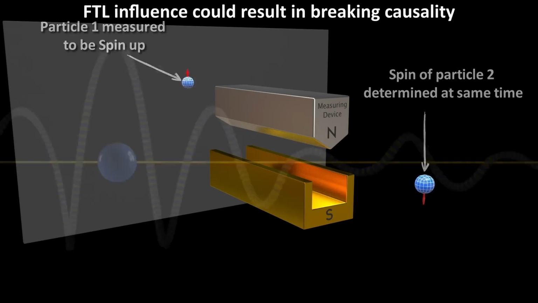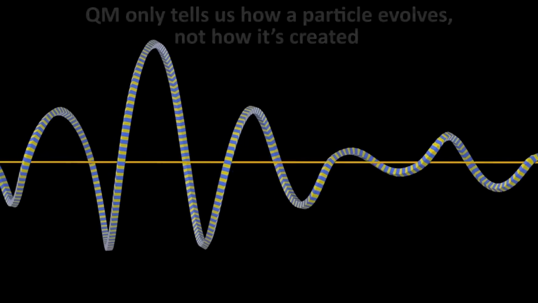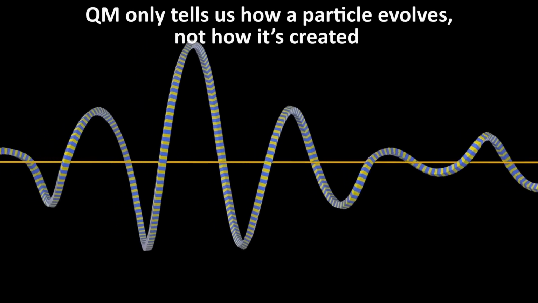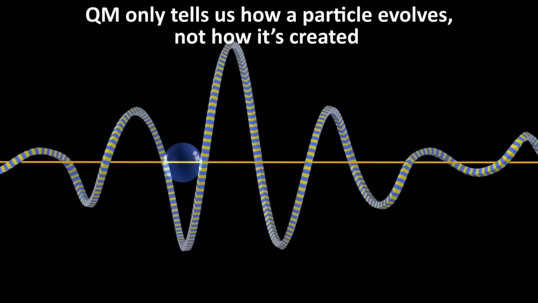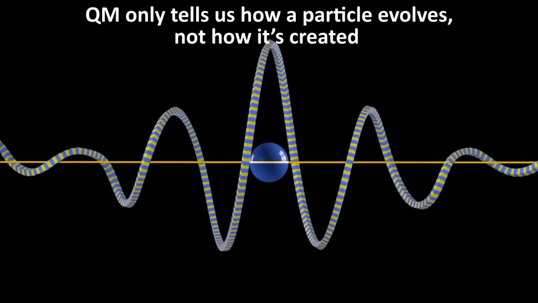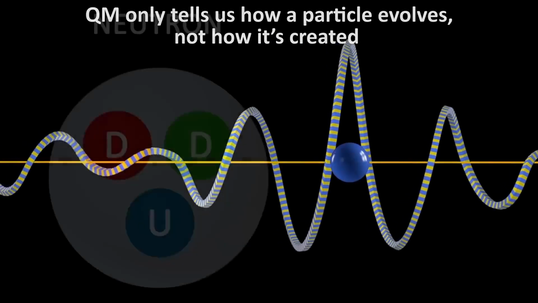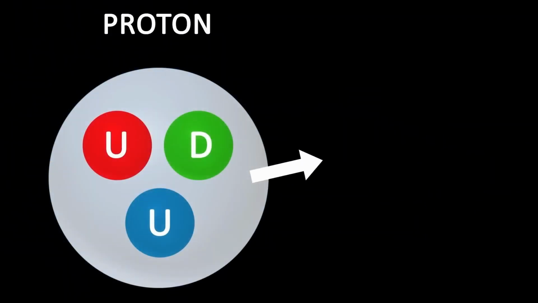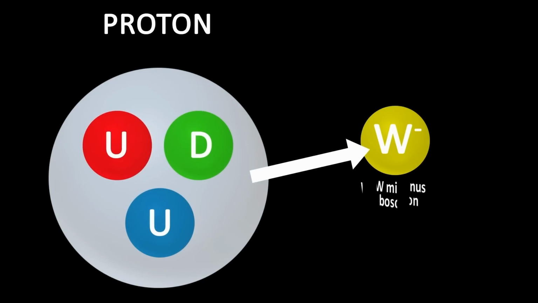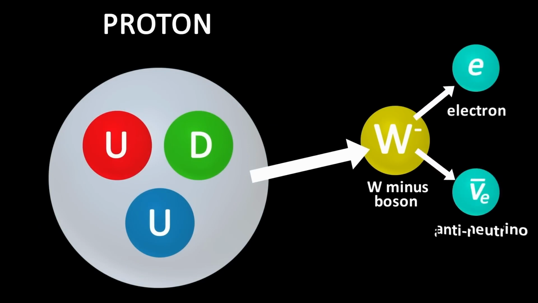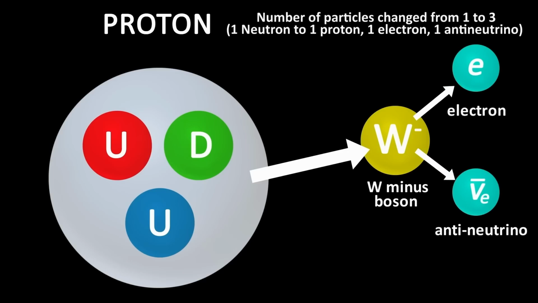A second problem with quantum mechanics is that it only tells you how a particle evolves over time. That is, how it goes about its business. It does not tell you how it is created or annihilated. So it can't account for things like beta decay due to the weak nuclear force, where a neutron transforms into a proton, an electron, and an antineutrino. In this case, quantum mechanics breaks down because it doesn't work if we change the number of particles.